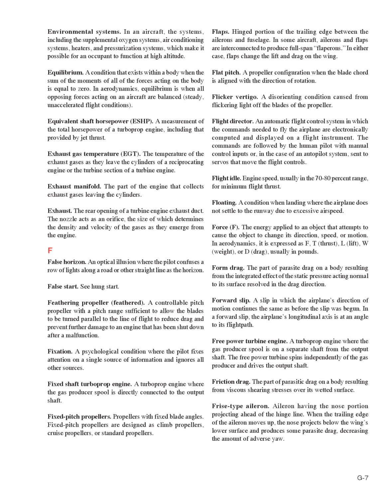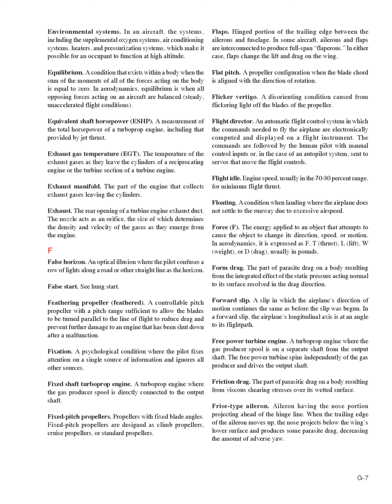Form drag. The part of parasite drag on a body resulting from the integrated effect of the static pressure acting normal to its surface resolved in the drag direction. Forward slip. A slip in which the airplane's direction of motion continues the same as before the slip was begun. In a forward slip, the airplane's longitudinal axis is at an angle to its flight path. Free power turbine engine. A turboprop engine where the gas producer spool is on a separate shaft from the output shaft. The free power turbine spins independently of the gas producer and drives the output shaft.